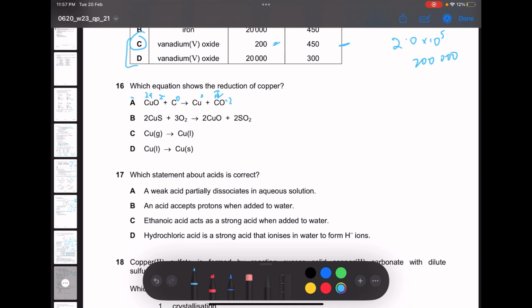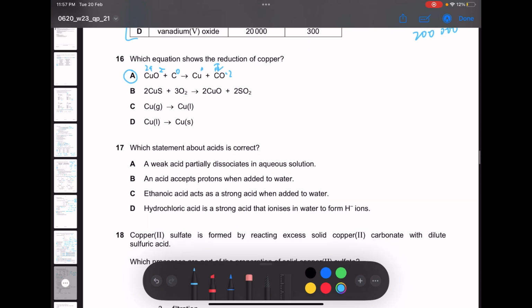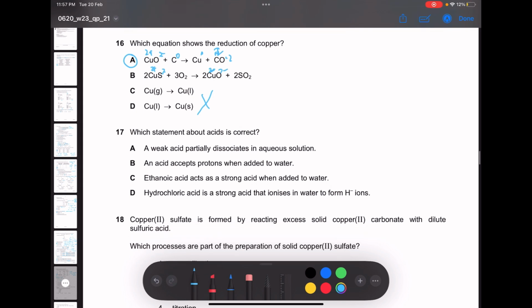Check the others. Over here in C and D nothing is there, just the state is changing. In B, sulfide is 2 minus, so copper is 2 plus. And over here it's 2 minus and 2 plus. In B it did change the oxidation state of copper. So for 16 it's A.